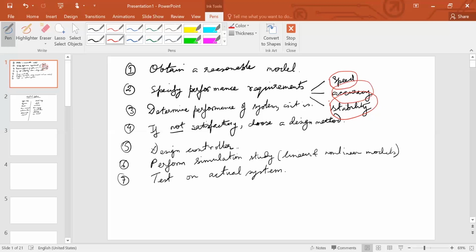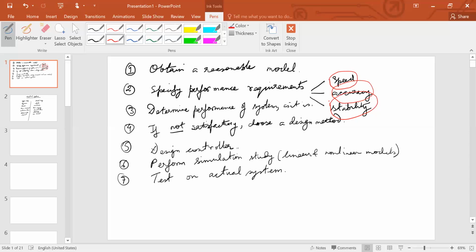All right. So once we have specified what our performance requirements out of the system are, we go on to determine how well the given system meets these performance requirements. If the system is already good enough, then we don't need to design a controller to regulate the behavior of the system. The system is good enough and it suffices.